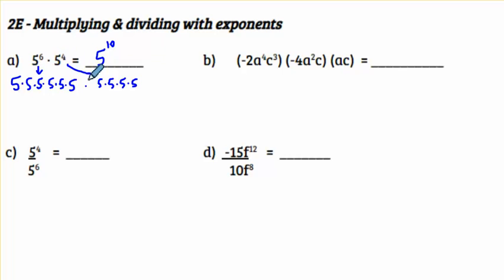Now compare this to this problem here, and I think this is where some of y'all are getting a little confused. Remember, the negative 2 is not a base. This is not being raised to any exponent. The A is and the C is, but this negative 2 is just plain old negative 2. And this negative 4 is another coefficient. It's just plain old negative 4. We do multiply these, okay? So a negative 2 times a negative 4 is a positive 8.